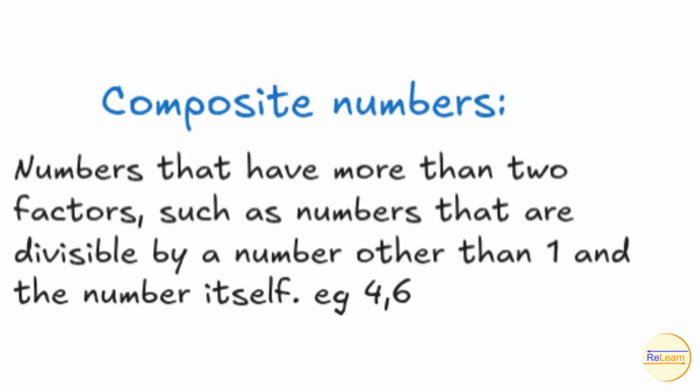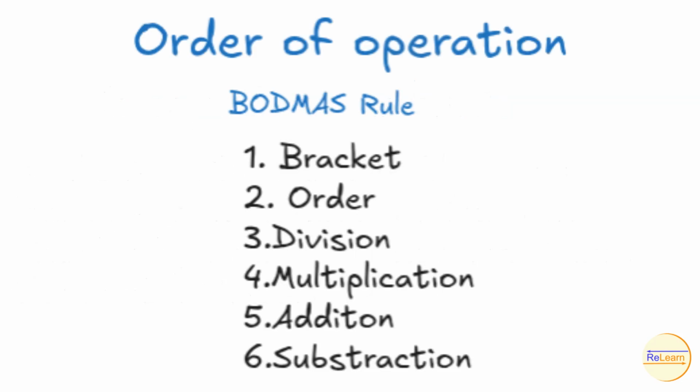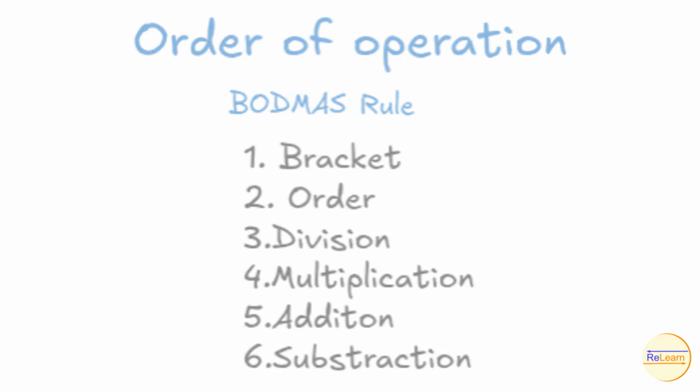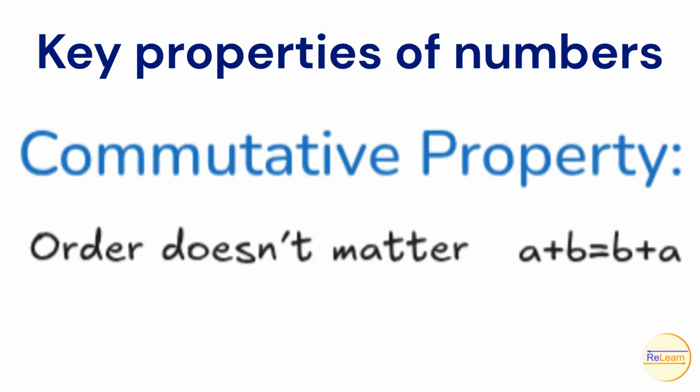Order of operations, BODMAS. Arithmetic operations are performed in the following order. 1. Bracket. 2. Order, like square, cube. 3. Division. 4. Multiplication. 5. Addition. 6. Subtraction.